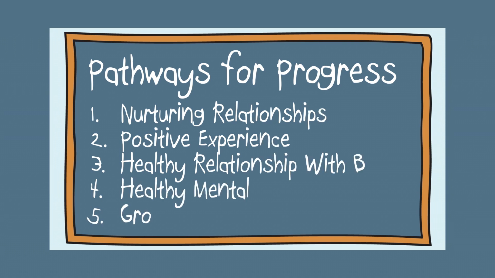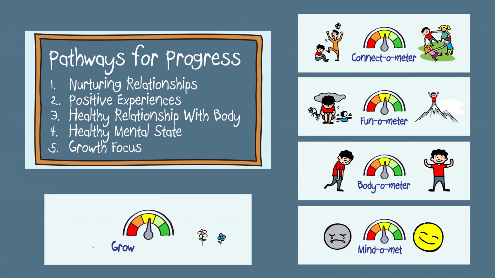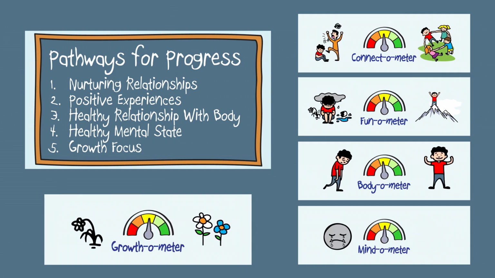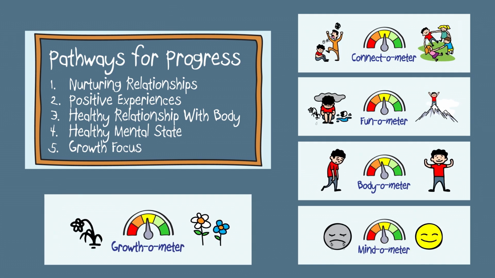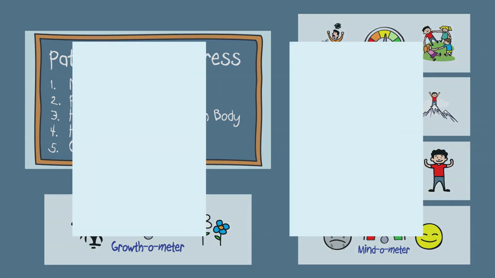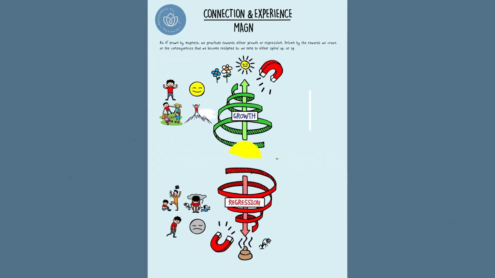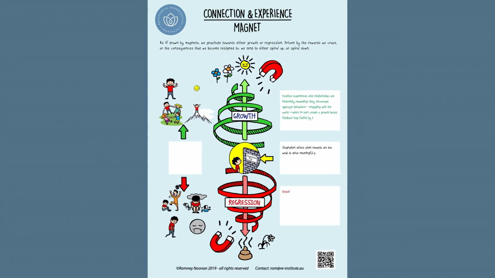There are 5 continuums embedded in the map, which are called the pathways for progress. These are the levers we can use to create positive change, no matter where we're starting from. This includes nurturing relationships, positive experiences, healthy relationship with body, healthy mental state, and growth focus. We are constantly moving on the map with the ups and downs in life. As we move along one pathway in a positive direction, it often pulls the others along too.